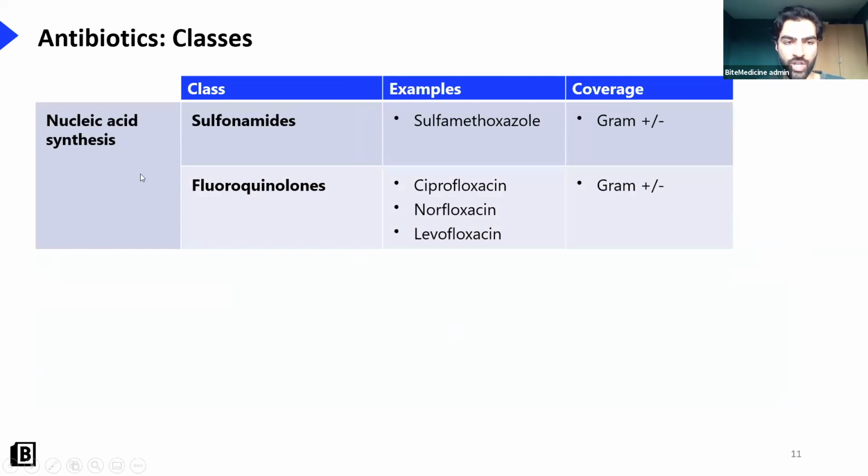And then the last class, those which block nucleic acid synthesis, so sulfonamides like sulfamethoxazole cover both gram-positive and gram-negative bacteria, and fluoroquinolones end in floxacin, like ciprofloxacin, levofloxacin. Again, these cover both gram-positive and gram-negative bacteria. There's a lot of information to take in, and I think what's more useful, and I'll have it in a slide coming up, is rather than thinking about what type of organism fluoroquinolone protects against, rather think about what infections fluoroquinolone is used in.